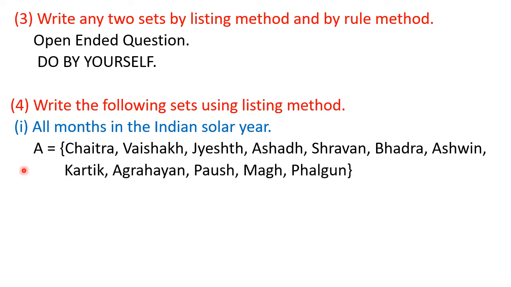So A here is equal to, inside the bracket you will write down all the 12 months. See Chaitra, then Vaishak, Jyeshtha, Ashad, Shravan, Bhadra, or you can write down Bhadrapad, Ashwin, Kartik, Agrahan, Posh, Magh and Falgun. Here this Agrahan is also written as Margashirsh. Generally we use the word Margashirsh. So that also you can write.